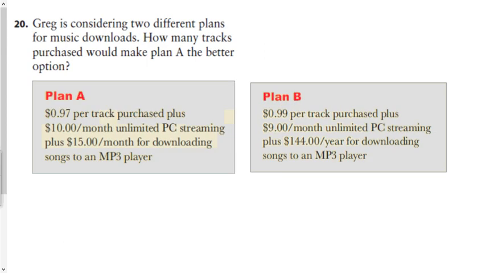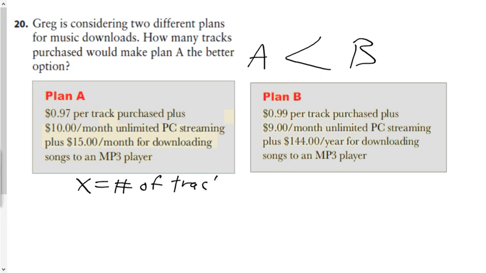And our last question gives us Greg. Greg is considering two different plans for music downloads, which back in the day you actually had to pay for a musical download instead of Spotify and whatever else you have today. How many tracks purchased would make plan A the better option? So plan A, to be the better option, must be cheaper than plan B. First thing I'm going to write down before I even start thinking about this: x will equal the number of tracks downloaded. Or for those of you who don't know what a track is, it's a song.